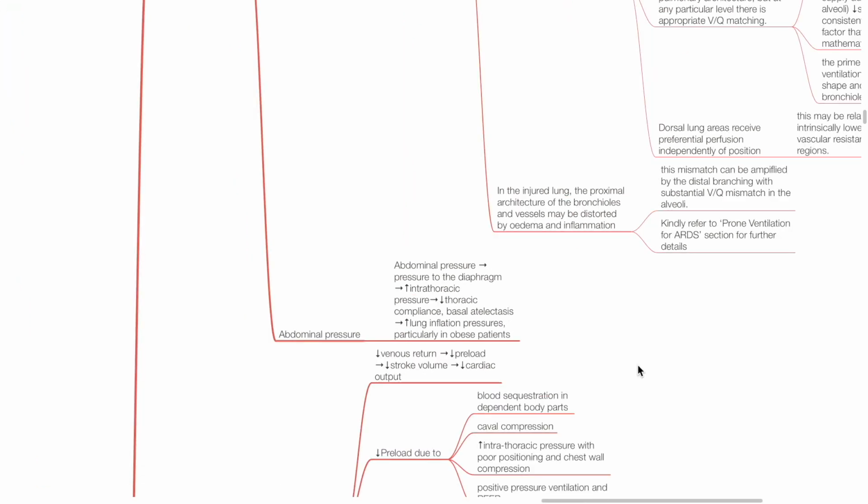Abdominal pressure exerts pressure on the diaphragm. This increases intrathoracic pressure, reduces thoracic compliance, causes basal atelectasis, and increases lung inflation pressures, particularly in obese patients.